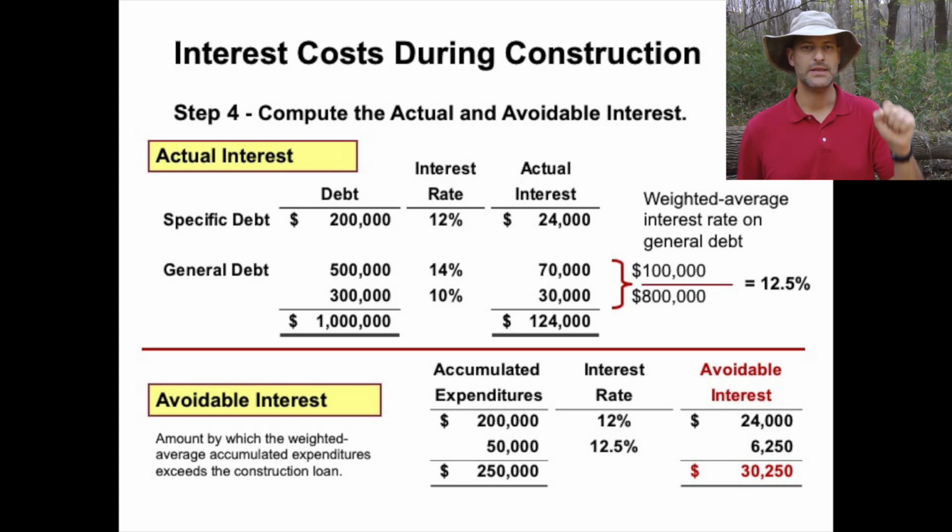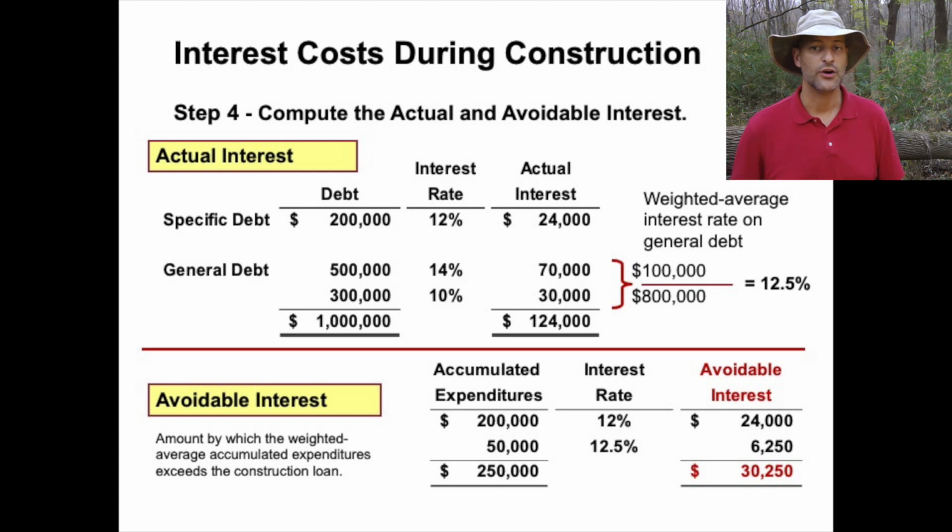Now, the next piece, our general debt was $500,000 at 14% and $300,000 at 10%, which gives us a weighted average of 12.5%. Now, that's just the total costs over the total amount of debt. So if you do the math there, the total interest costs on those debt was $100,000, borrowing on $800,000. That's 12.5% interest. So 12.5% is going to end up being applied to the $50,000. 12%, the specific debt, is going to be applied to the $200,000 that it can be directly linked to, the specific debt for the specific equipment that was being built.